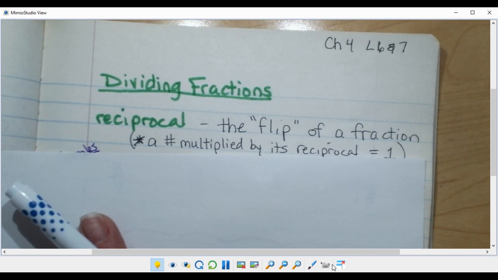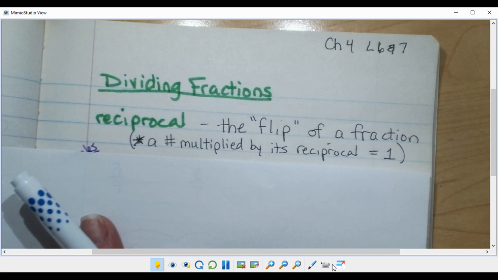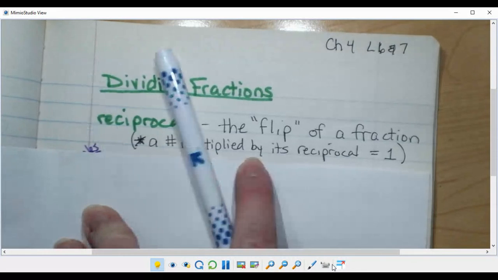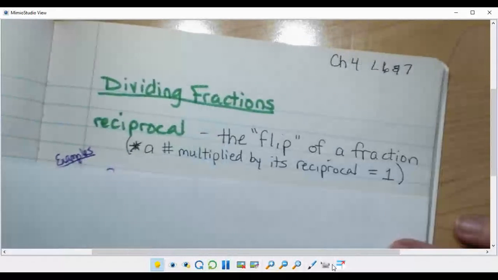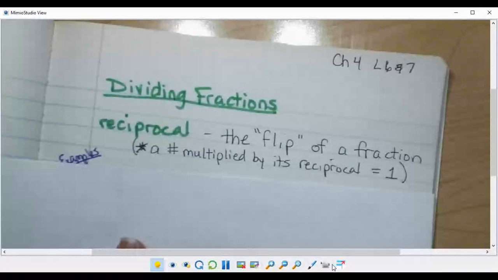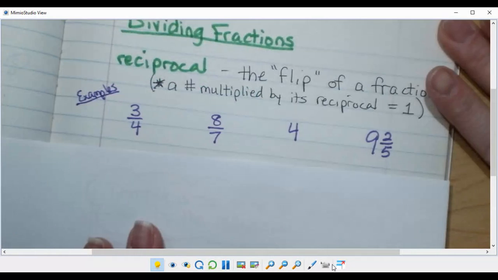What is a reciprocal? It's when the numerator and the denominator switch places. And I'll show you an example in just a second. Fun fact, when a number is multiplied by its reciprocal, the answer will always be 1. That's the mathematical way you can test if two numbers are in fact reciprocals of each other. All right, so let's look at some examples here.